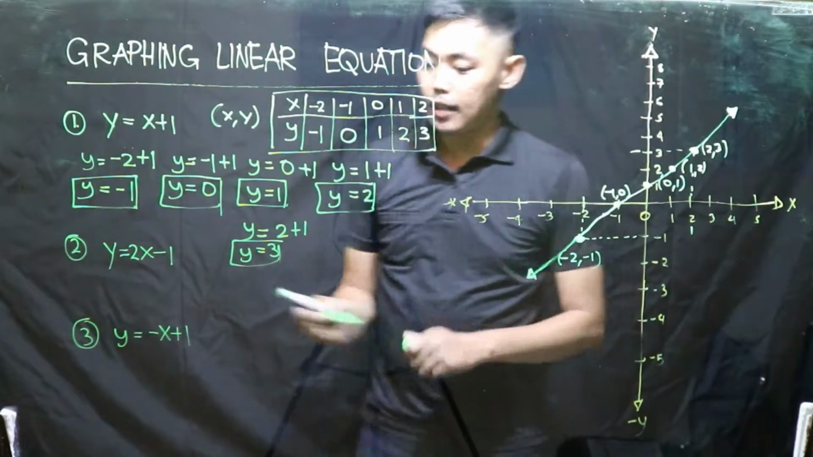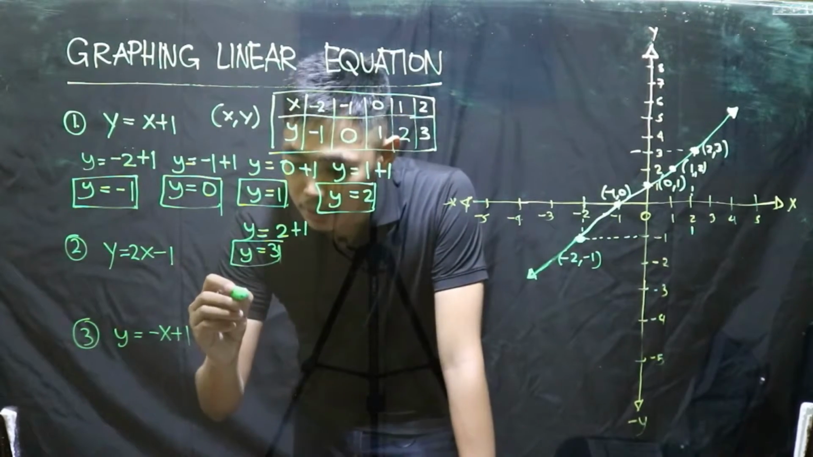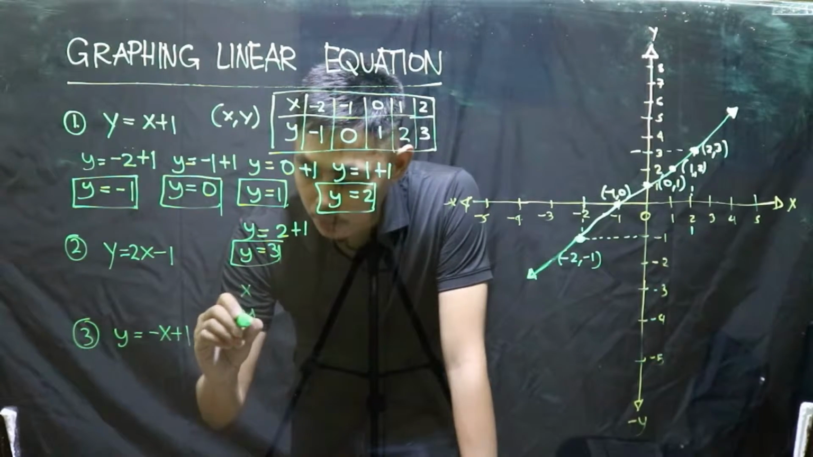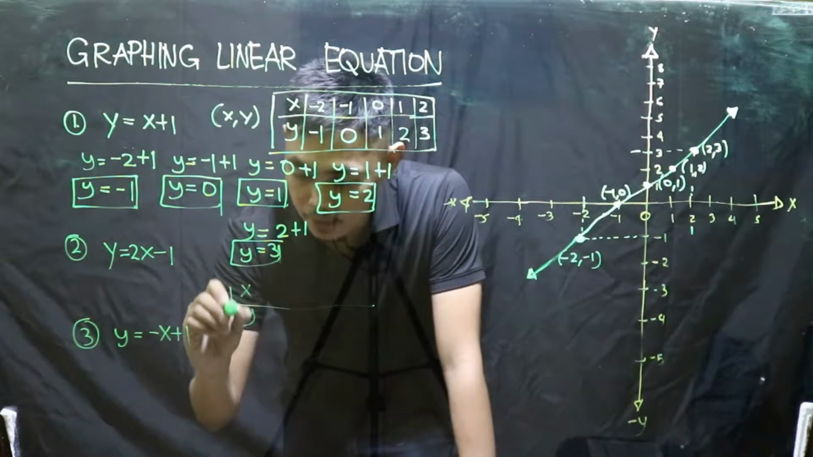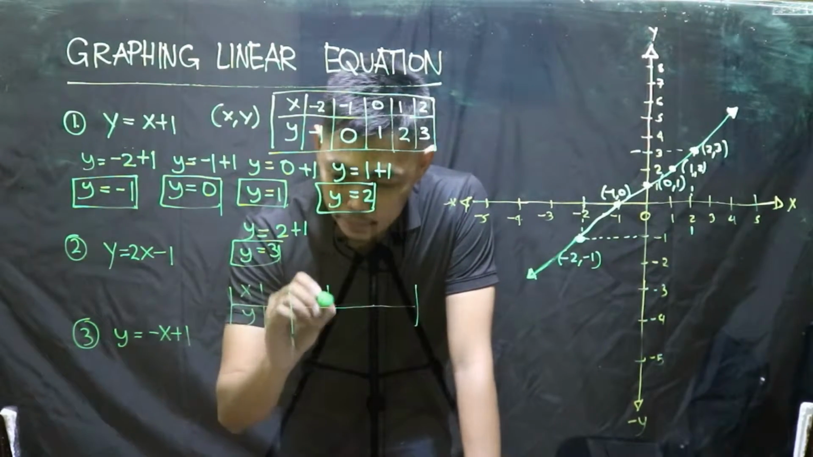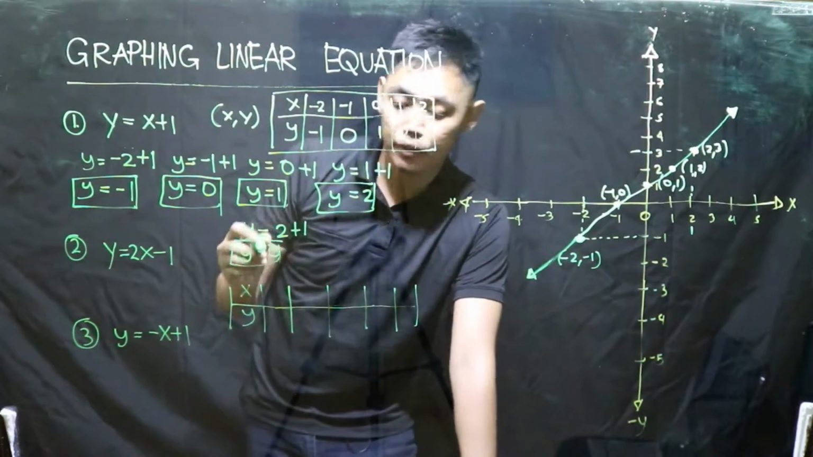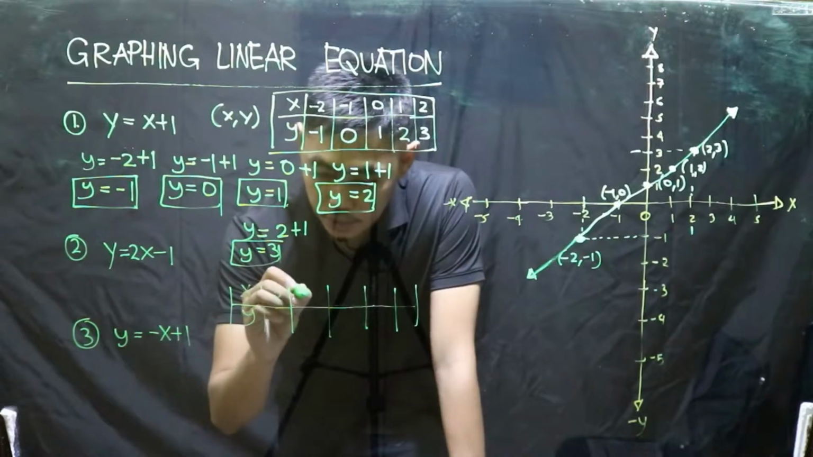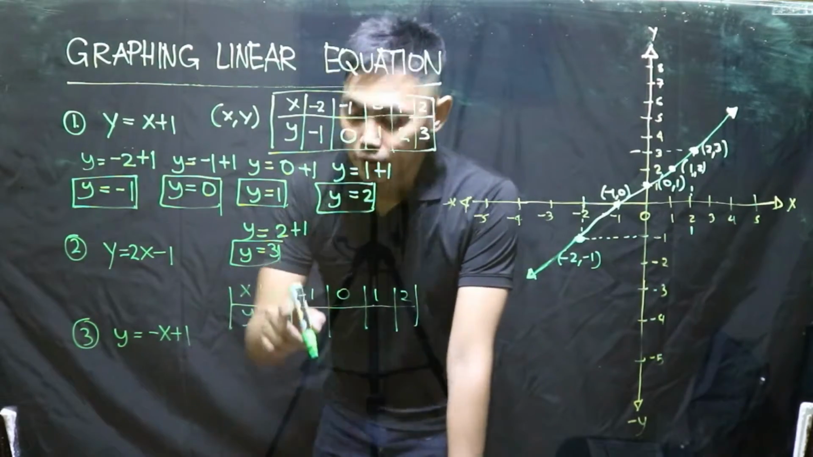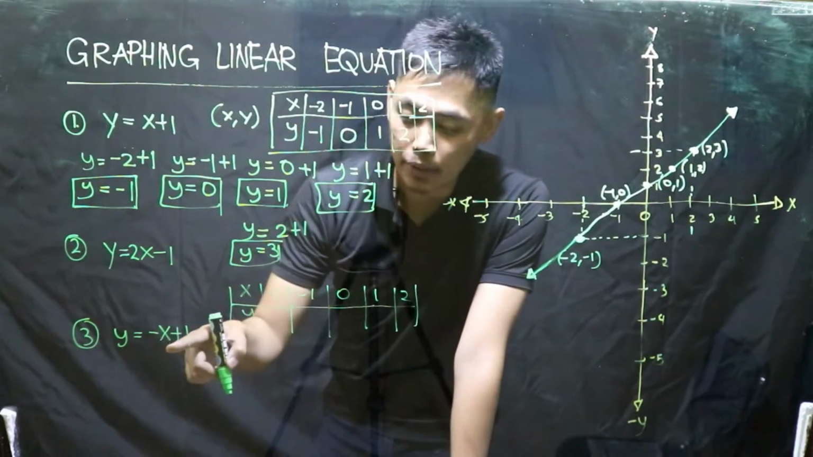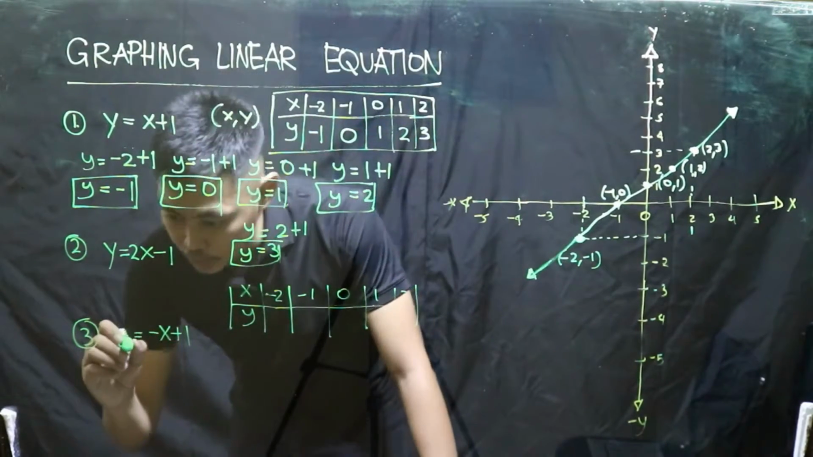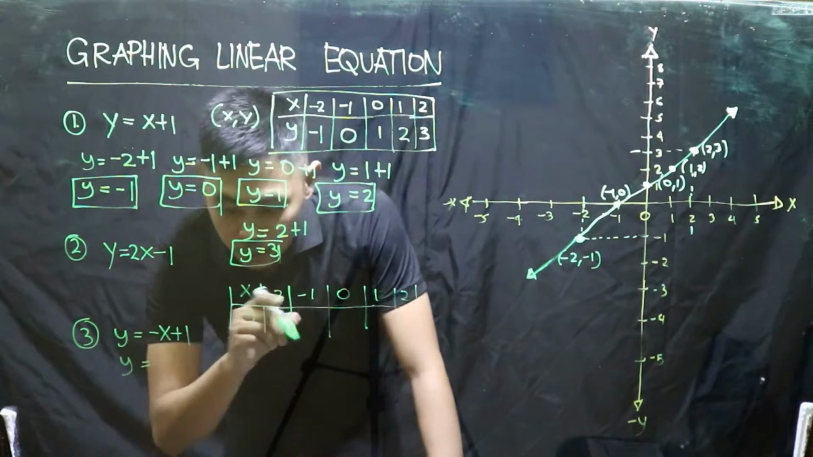Okay, so let's have number 3. So the first thing that you will need to do is you will put x and then you will put y. Now our convention is we will solve just only 5 numbers, which is -2, -1, 0, 1, and 2. So let's solve. So x is equal to -2. We will just need to replace x with -2. So in doing this, we will say y is equal to -2.